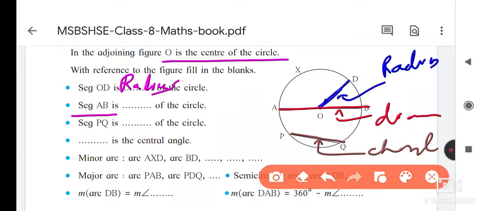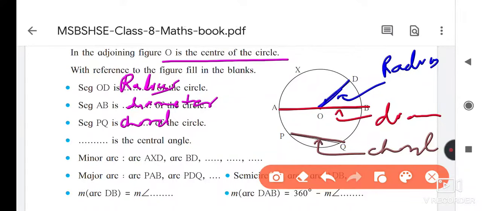Now seg AB, if you see here, seg AB is shown with the red color. So seg AB is a what? It is the line which passes through the center of the circle and intersects 2 points on the circle. That's why AB is a diameter of the circle. Diameter is the spelling. Then PQ, if you see here, the brown color I have shown, PQ is a chord of the circle. C-H-O-R-D, chord.